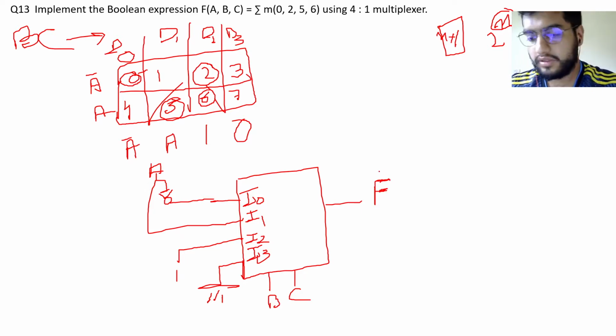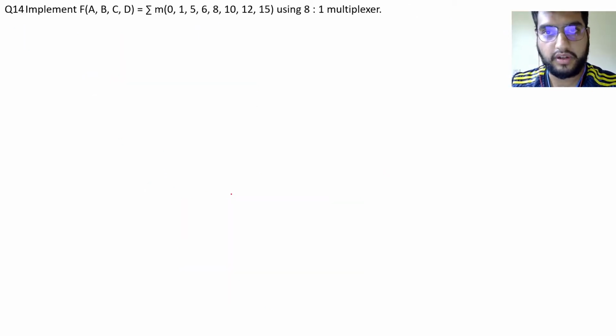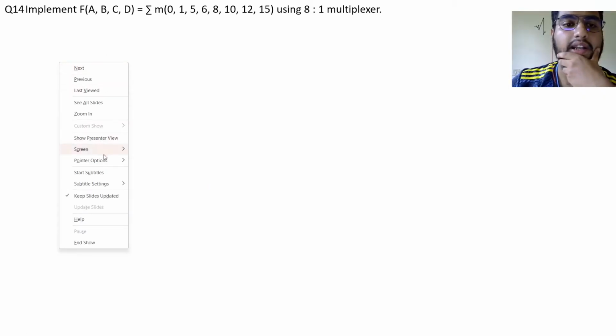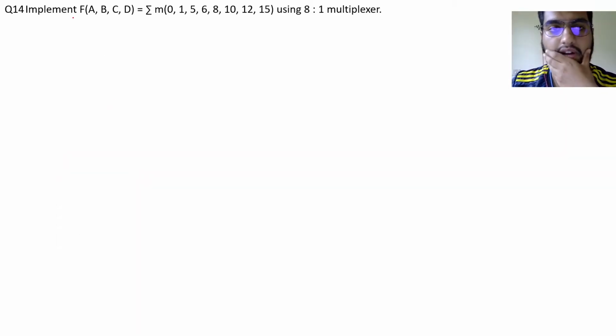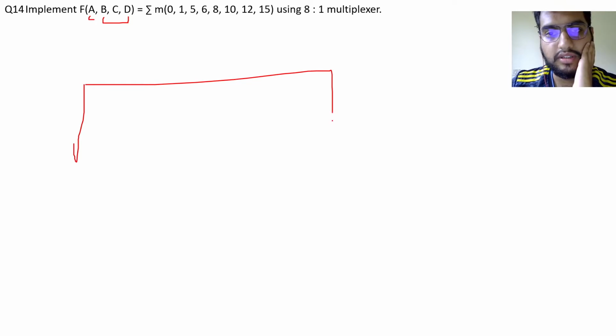Now moving forward to question number 14, the last question of today's presentation. This is again just like the previous question, where we are asked to implement a 4 variable function, but using an 8 cross 1 multiplexer. Here, BCD will be our select lines and A will be our input. So we'll again construct an implementation table for this.